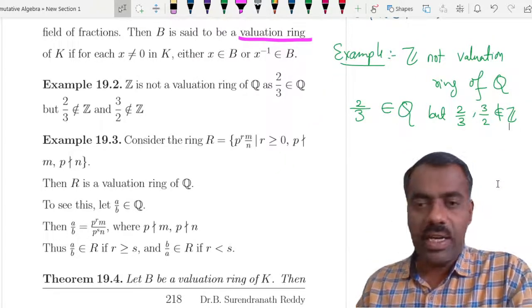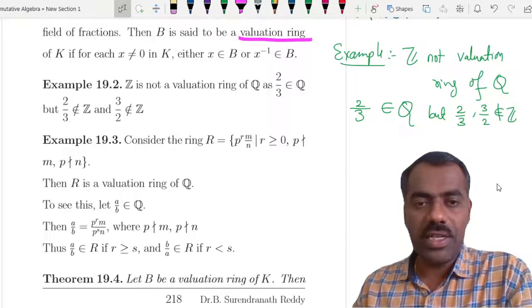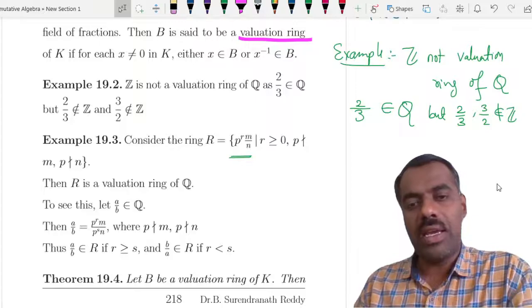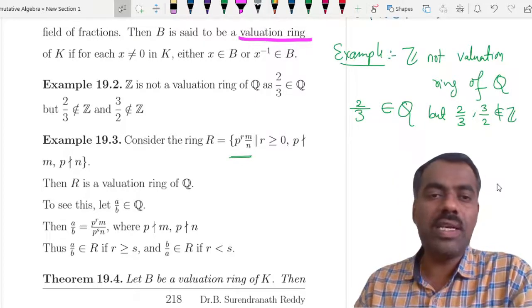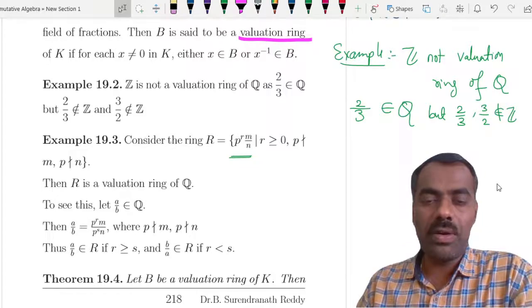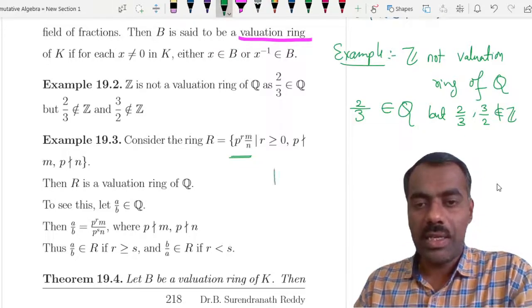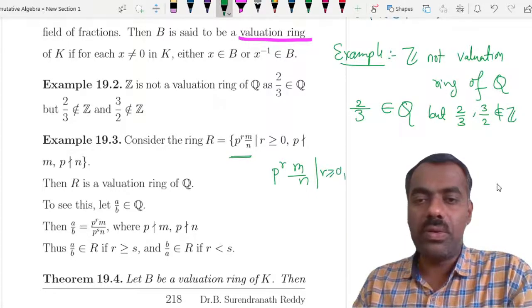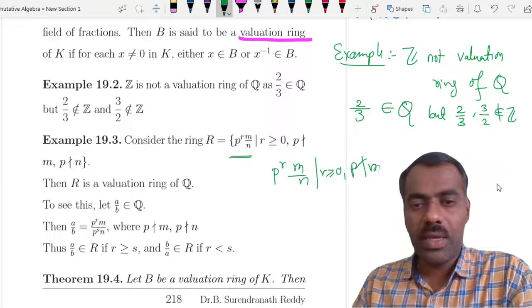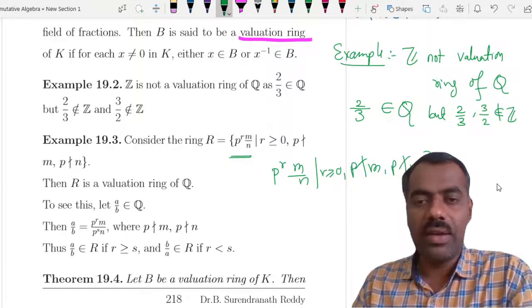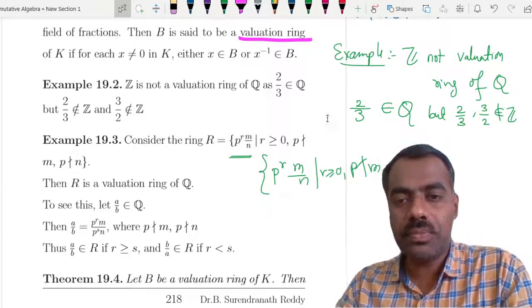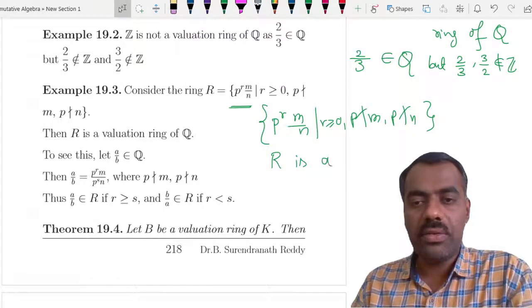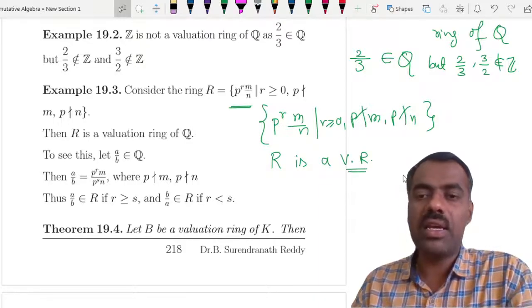But we can construct a valuation ring. Take p to be any prime, and for every rational number take out the maximum power of p from it. Collect the elements p to the power r times m upon n, where r is greater than or equal to 0, and p does not divide m as well as p does not divide n. If you collect these, then this R is a valuation ring. I'll simply write VR of Q.